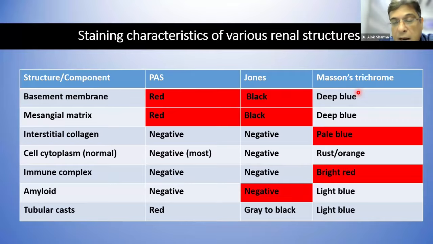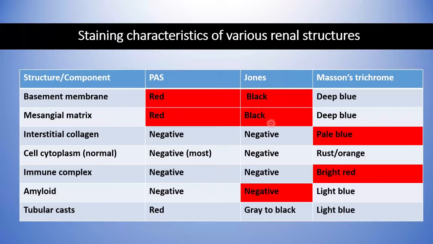The ones which have been highlighted in red in this particular slide, you can see. The PAS stain is good for basement membrane and mesangial matrix. Jones is the silver methenamine stain, the Jones modification of the silver methenamine stain. It will color the basement membranes and mesangial matrix black. When you want to look at interstitial collagen, you need to have a good Masson's trichrome stain in place.